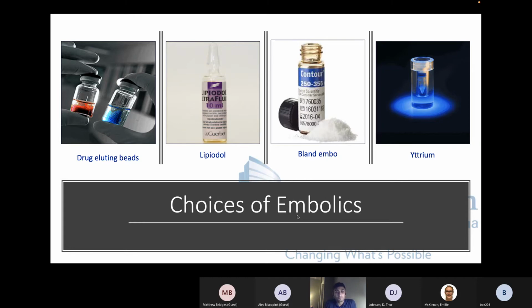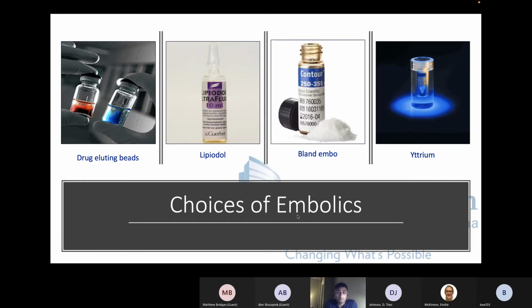Because doxorubicin causes dose-related cardiac toxicity and congestive heart failure, if an oncologist gives doxorubicin, they have to record it in the patient's chart because there's a lifetime maximum they're allowed to give. But I can give 150 milligrams of doxorubicin loaded on beads, and they don't even have to count it, because it turns out you see so little in the systemic circulation that they never lose their hair, and it doesn't cause any increase in cardiac toxicity. So that's the beauty of these drug-eluting beads.